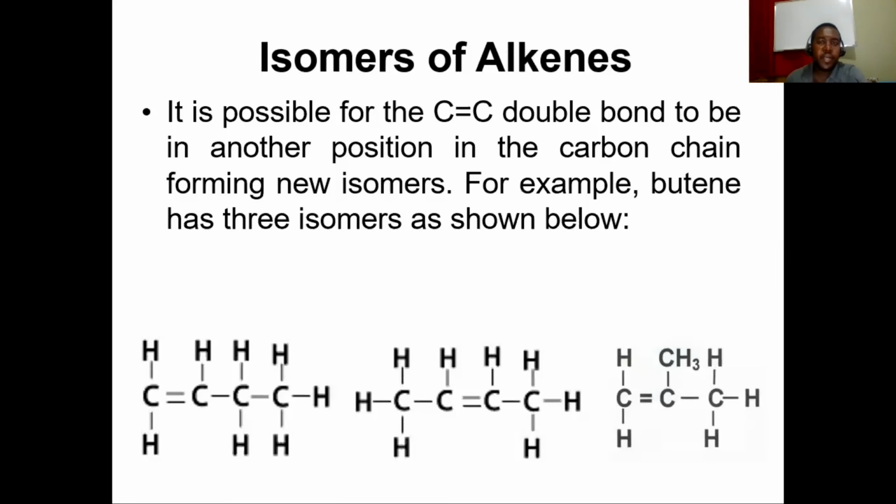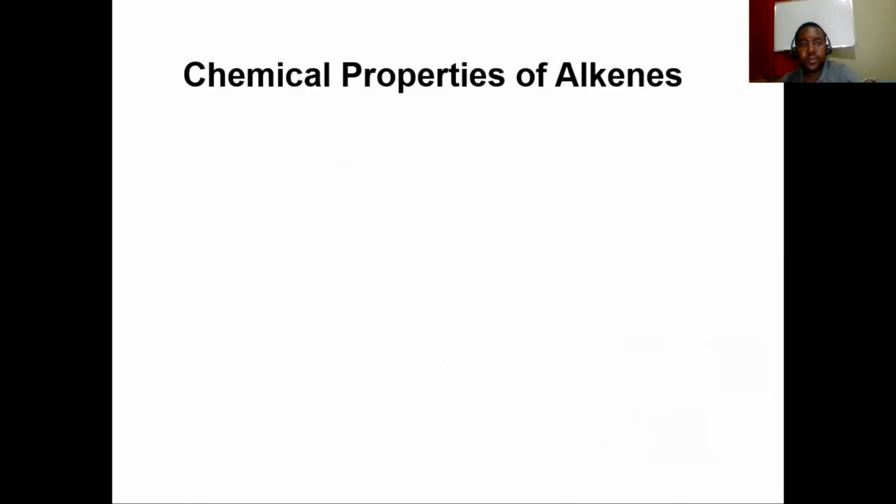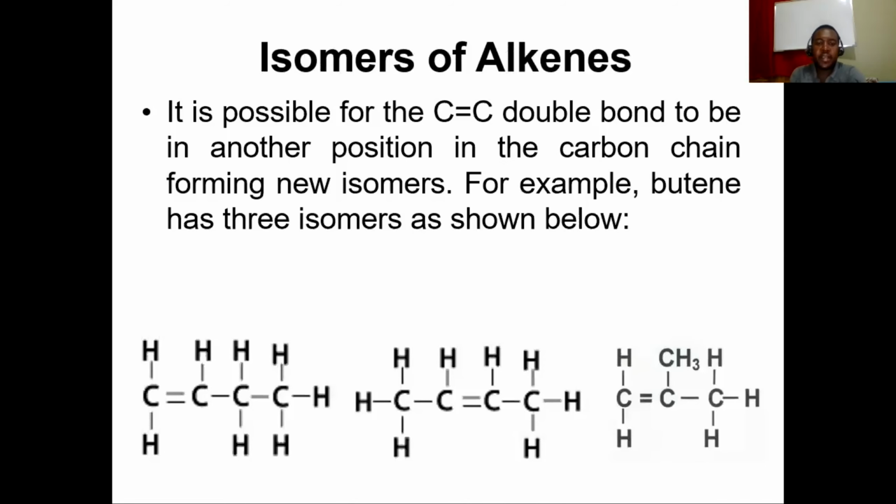All right, so we look at isomers as well, which just shows us here that for alkenes or alkynes, you just change the location of your double bond, right? And then after you've changed all the possible locations of your double bond, then you start to have branches, right?